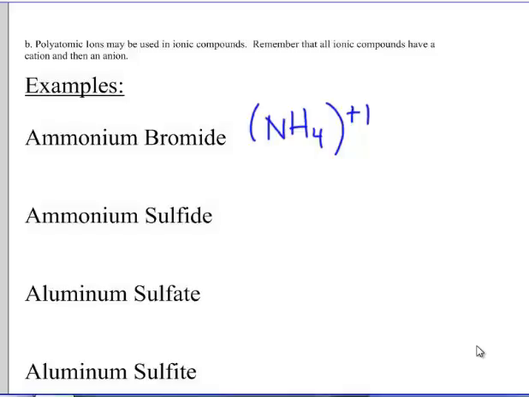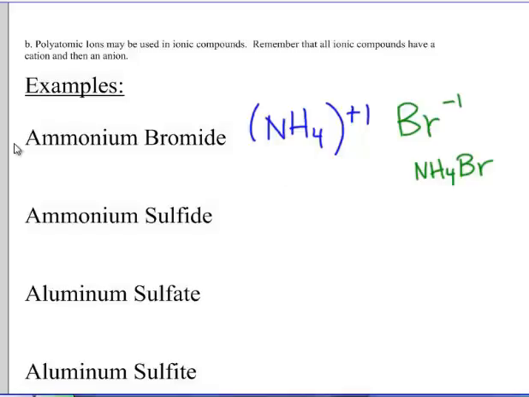Now that you have practiced writing the formulas for some simple binary ionic compounds, it's time to try some with polyatomic ions. The method is the same, you just have to use the polyatomics and keep them in parentheses when you use the charges and cross them. For example, ammonium is NH4 with a positive 1 charge. Notice that I've written it here in parentheses with the +1 on the outside.